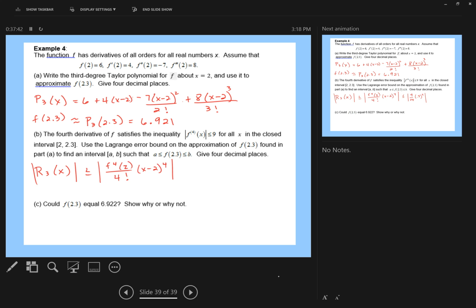Luckily, they gave us the maximum. So what are we going to put in place of fourth derivative at z? We're going to put in a 9, and I've got my over 4 factorial. What am I putting in place of x? 2.3. So I'm filling in my fourth derivative and I'm filling in my 2.3. You want me to do the math for you again on that one? Just for you all. I'm not doing it for the ones that aren't here. So I would get 0.003. You guys that aren't here, that is not for you.